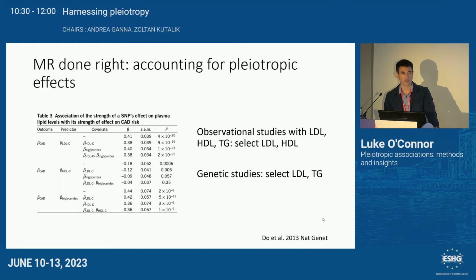And what it found was that LDL and triglycerides are probably the causal factors for CAD, in particular not HDL. That's consistent with evidence from clinical trials, but it's different from evidence from observational studies, which have tended to find that HDL instead of triglycerides is causal. And the reason for that is measurement error, which I mentioned a couple slides ago.